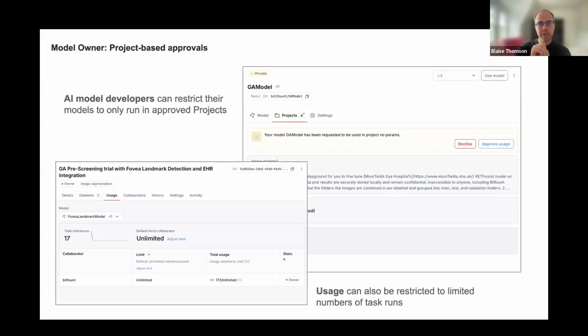I suppose what's also quite interesting is you can also access control the models. So a project can request permission to use a model, and then if the model owner approves it, they can have it kind of approved for that project, and then they can control how many times it gets used and so on.